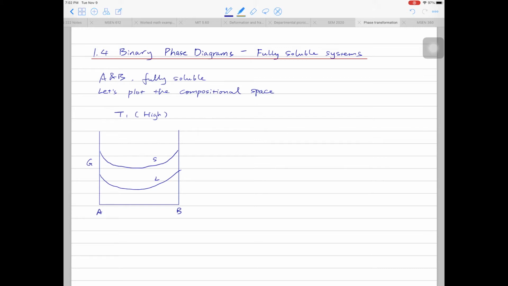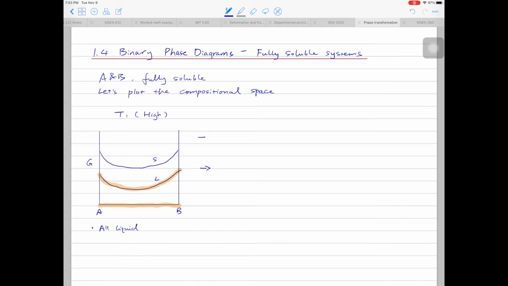On the x-axis, from left to right, you start from pure A, then the B content increases gradually, and to the right end, the composition is 100% B. In this entire compositional space, the liquid phase Gibbs free energy is always lower than the solid phase. That's why the system stays in the liquid phase.